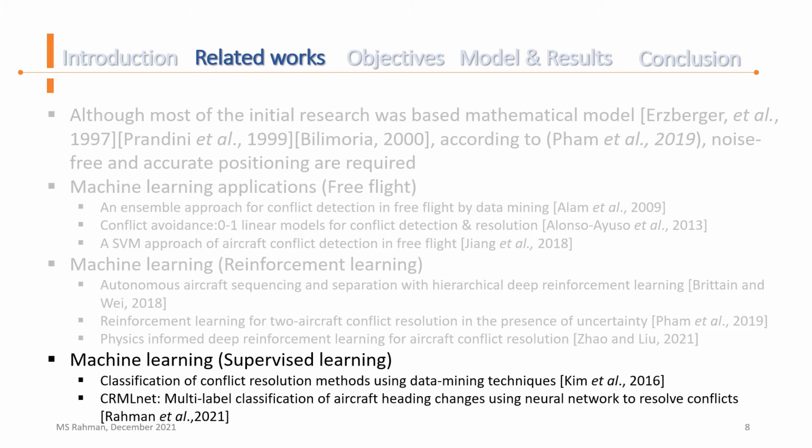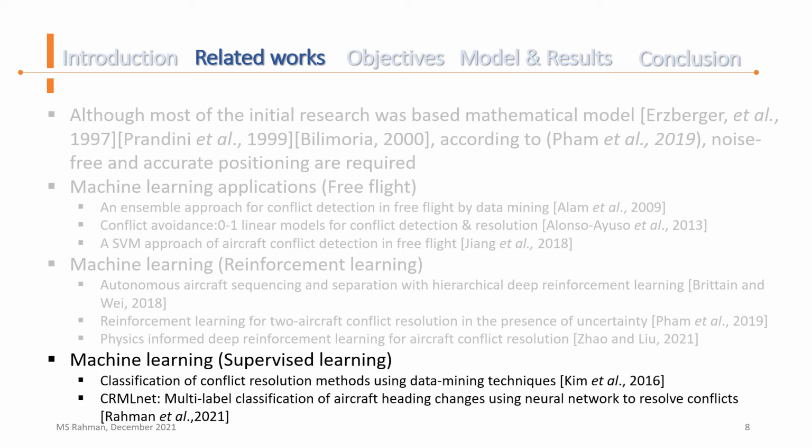There are very few supervised learning applications for aircraft collision detection and resolution. Kim proposed two different supervised models, one based on neural network, the other based on multiple support vector machines. Both are based on multi-class classification, where the best output is selected based on the highest probability score. A multi-level classification of aircraft heading changes using neural network was proposed to resolve the conflict. It is similar to Kim's model but for multi-level classification. In this case, multiple alternative solutions are possible for a single conflict.